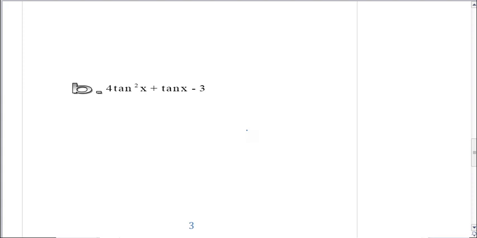Okay, looks like they want us to factor another one. The reason why I know I don't need an identity is I have everything in terms of tangent x. So if I didn't, then I might need an identity to make it that way. Okay, so let's see here. I'm going to set up my parentheses. I need basically, let me try this, 4 tangent x times tangent x, and I have 1 plus and 1 minus. This one plus, this one minus. And if I put a 3 here and a 1 here, this should do the trick, but let's double check.